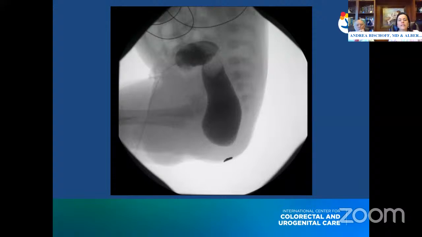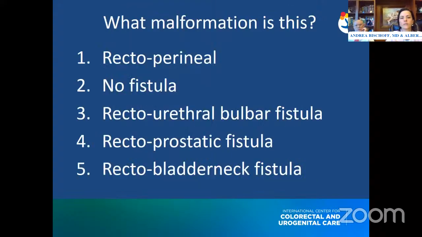Now let's look at this image here. Make sure you see where's the sacrum, where's the anal marker, where's the mucus fistula, and we're going to answer what malformation is this? Rectoperineal fistula, no fistula, rectourethral bulbar fistula, rectoprostatic fistula, rectal bladder neck fistula. Everybody can vote. And I hope this one we will get, yay, 100%.